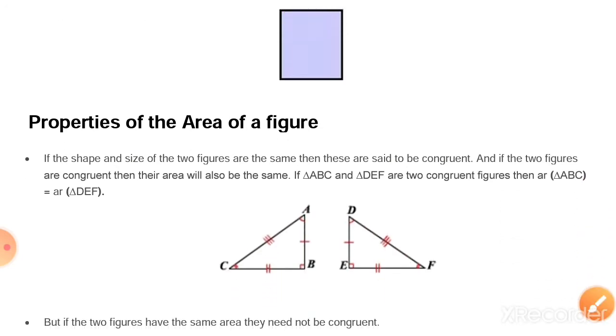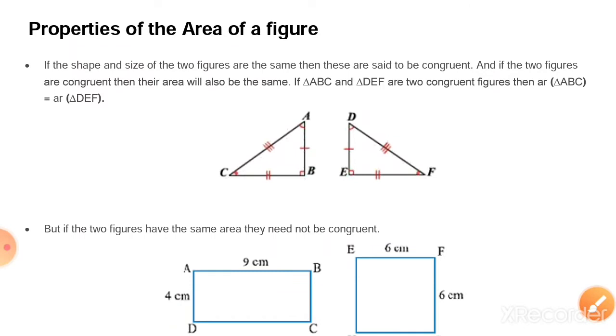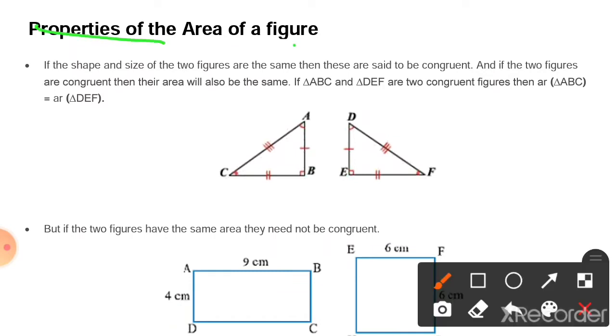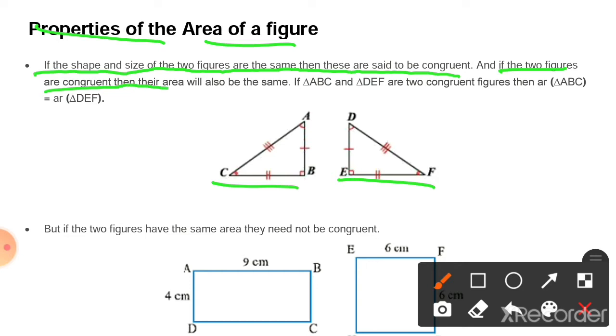Now move on to the next, that is called properties of area of figures. So suppose we have two triangles. If the shape and size of two figures are the same, they are said to be congruent. Correct? If the shape and size of the two figures are the same, that is called congruent figures. And if two figures are congruent, then their areas will also be the same. Correct?